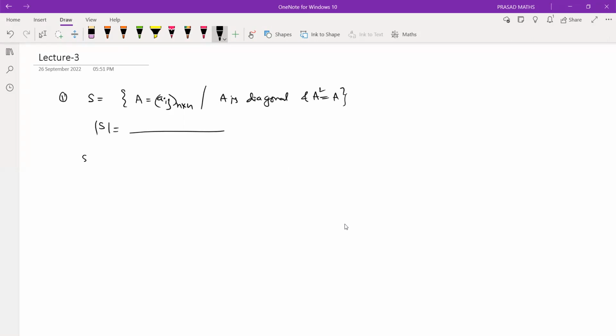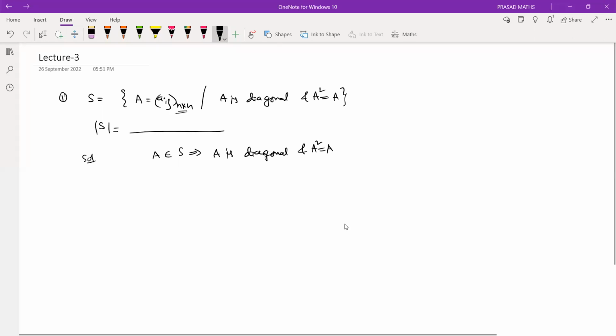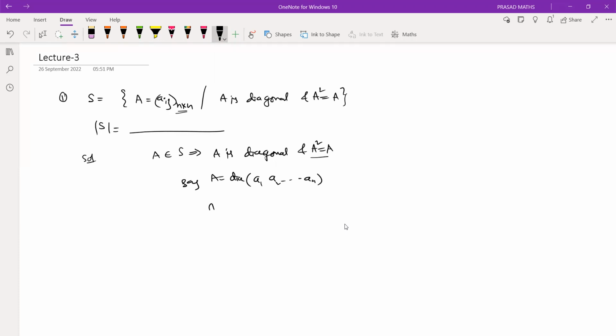So you can start like this. When I take a matrix in S, it should satisfy both conditions: it must be diagonal and its square must be equal to A. My matrix is of order n cross n. For our convenience, since A is a diagonal matrix, we can assume A is equal to diag of a1, a2, ..., an. What you are given is A square is equal to A. What is A square?